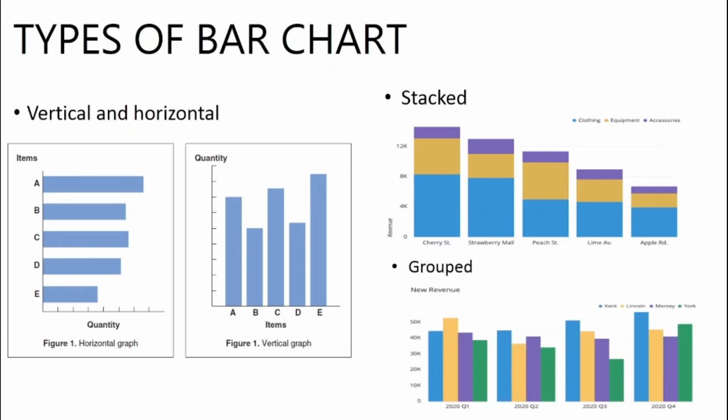Next is the grouped bar graph. A grouped bar graph is used to represent and compare different categories of two or more groups. Basically these are various groups which have four categories in each group. So these are all represented in one particular bar graph, which gives us the grouped bar chart.